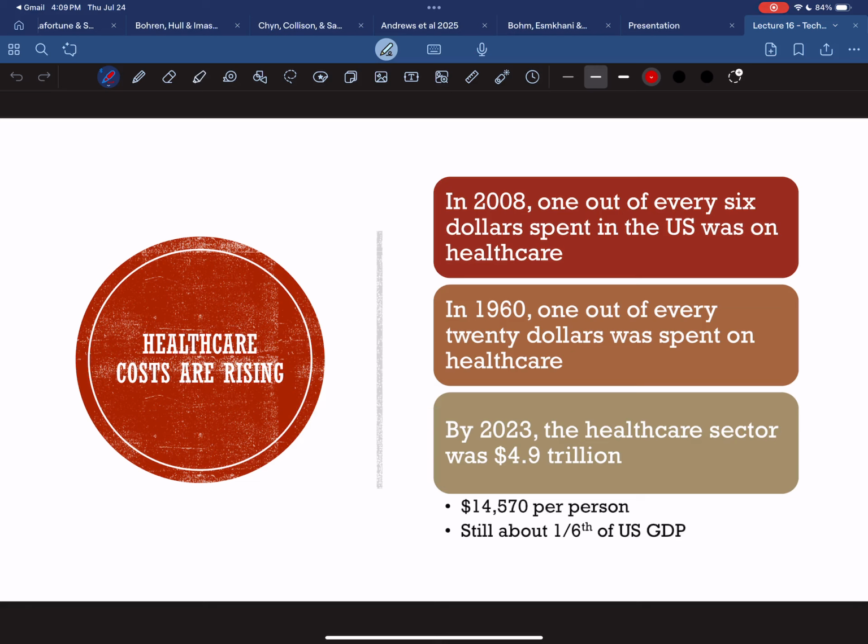But the size of the healthcare sector is a whopping $5 trillion a year, which comes out to about $14,500 a person. That's $14,500 in medical care expenses per person per year in the U.S., which is insanely high, right?